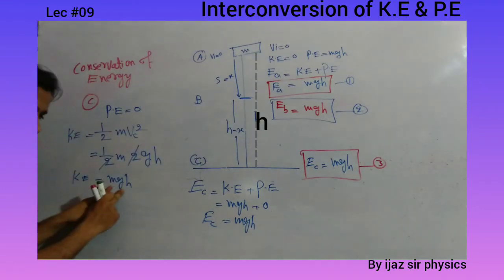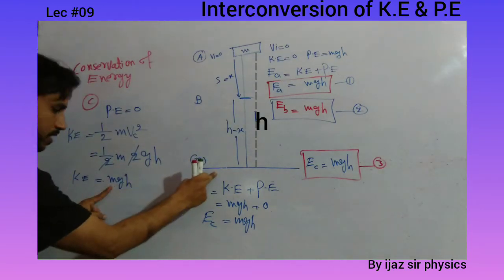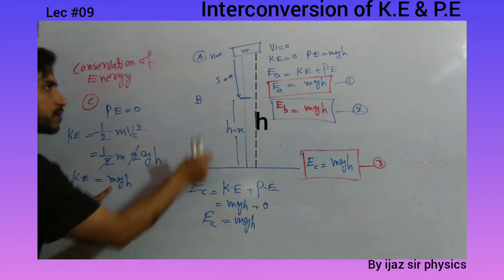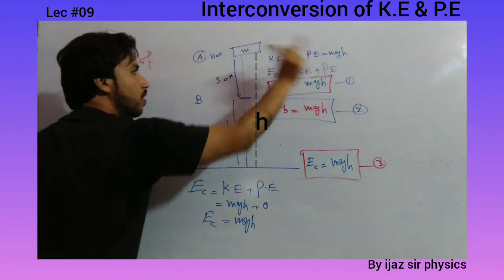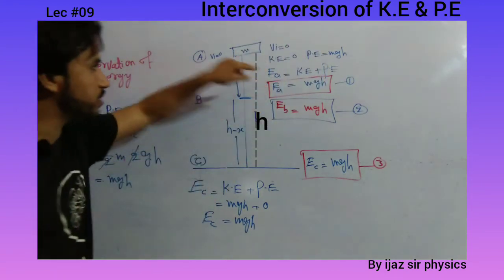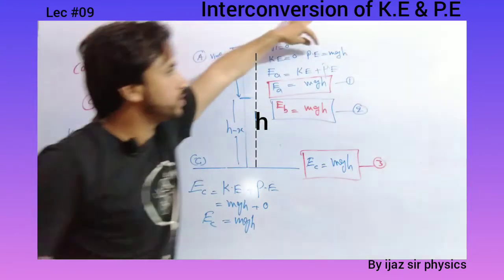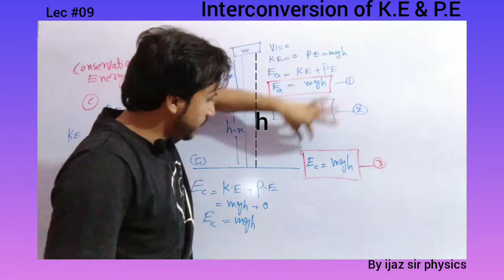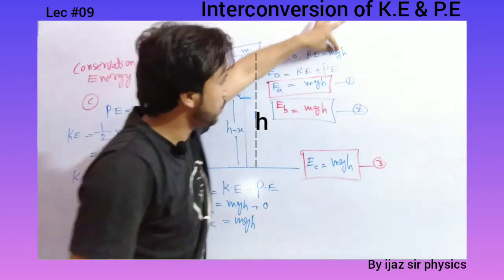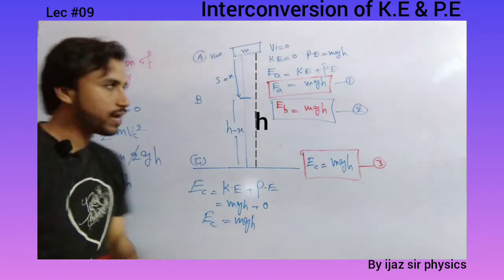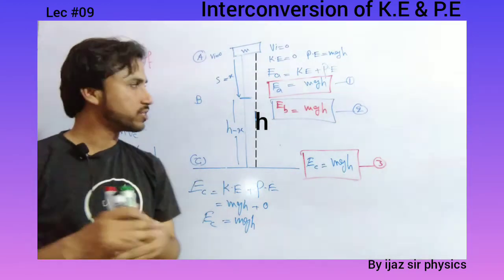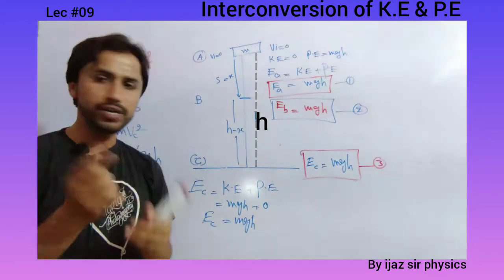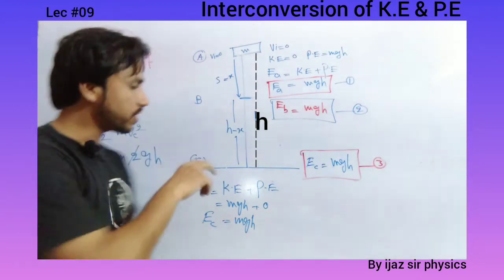Here at point C, kinetic energy is mgh. In the reverse direction, the total potential energy is mgh, and when it reaches the surface, the total potential energy is converted to total kinetic energy. Here I discuss only the case when there is no friction. Friction is ignored. If we discuss the friction factor, what will be the result?